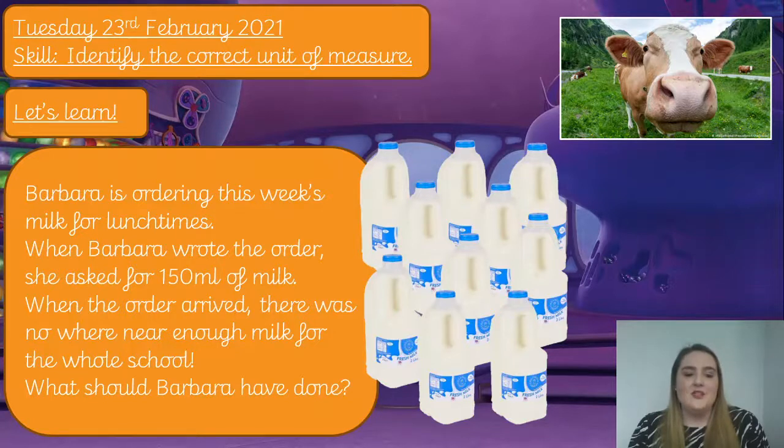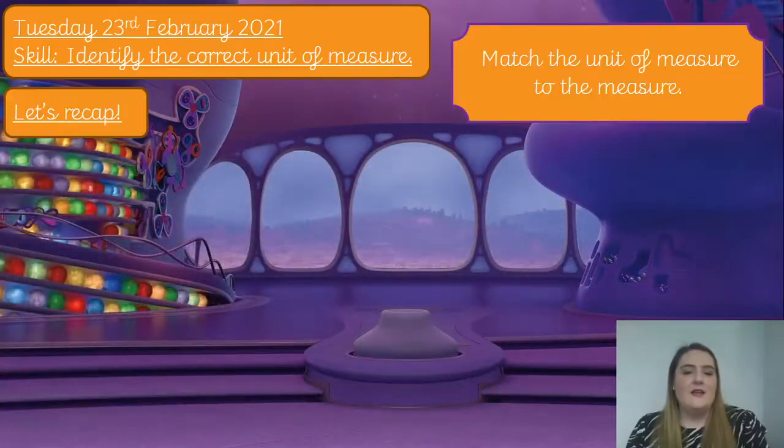Okay, well done. Yes, you should have checked how much milk was in each bottle and thought about how much milk she needed in total so she could figure out how many bottles of milk she needed to order. Well done. Okay, let's learn then. The first thing you're going to do today, you're going to be matching the unit of measure to the measurement.